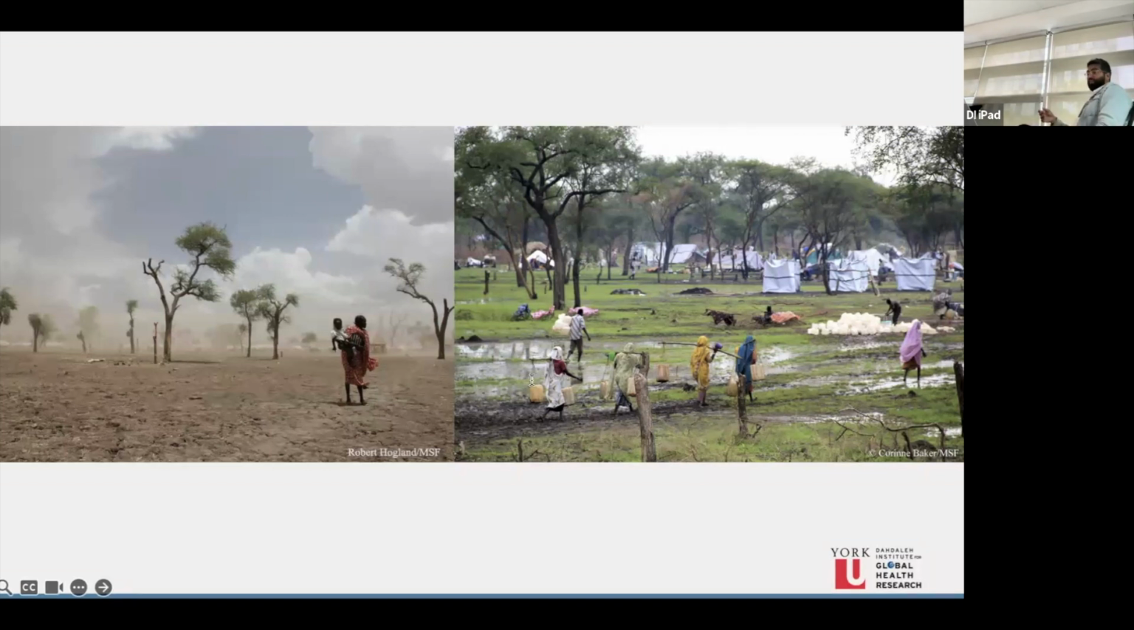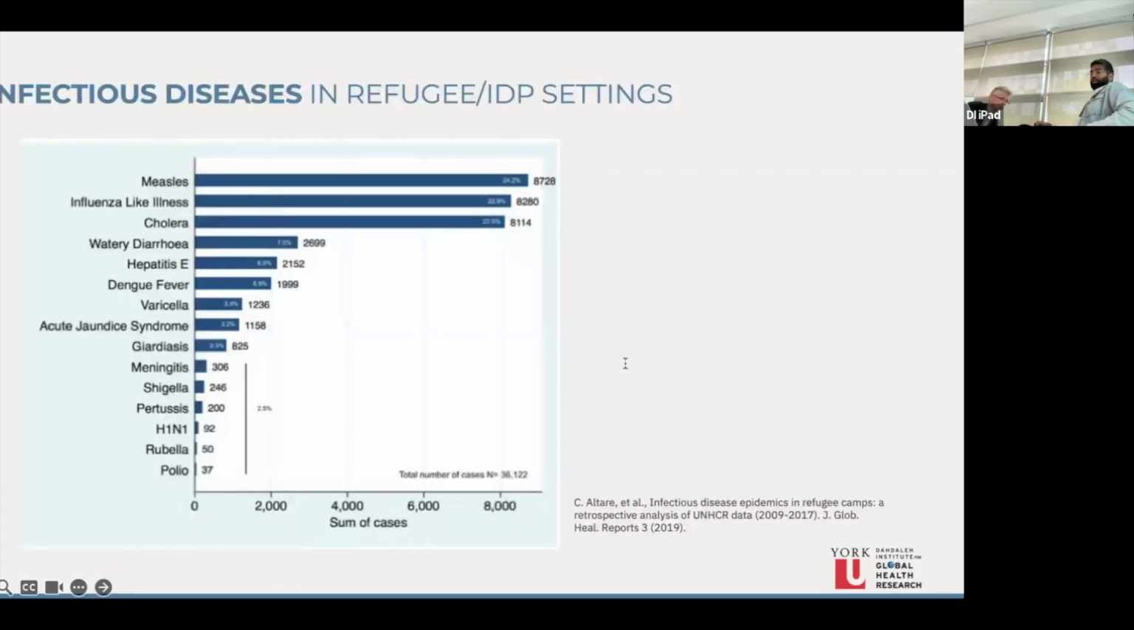In both of these cases of flood and drought, it's the threat of infectious waterborne diseases that looms high. And James pointed out, it's one of the primary drivers of mortality and morbidity in displaced versus settled populations. So people have started to study this, and this figure you see here comes from a 2019 paper by Chiara Altari at the Johns Hopkins School of Medicine. It looks at infectious disease outbreaks in refugee camps globally between 2009 and 2017. It shows us which infectious diseases have the greatest number of cases during outbreaks in emergency settings.